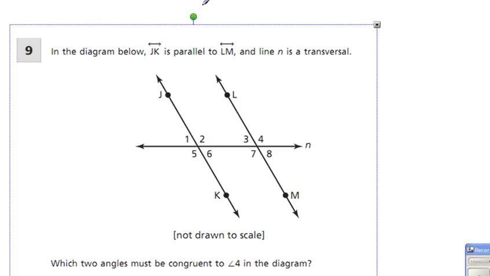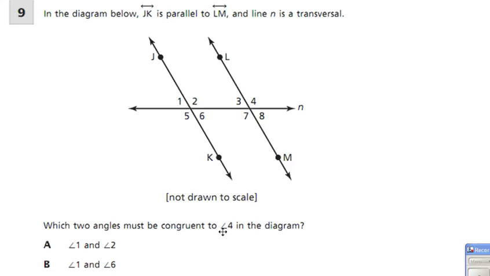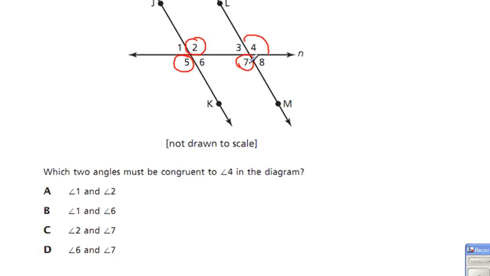Here we have parallel lines and transversal. Now, which two angles must be congruent to angle 4? Angle 4 is this one. Then, of course, angle 4 is congruent to angle 7 right here because they are vertical angles. Or angle 2 because they're corresponding angles. Or angle 5 because that is vertical angle to angle 2. So any one of these three would have been our answer. So let's look at our choices. 2 and 7 right over here. Choice 3, C would have been our answer, therefore.